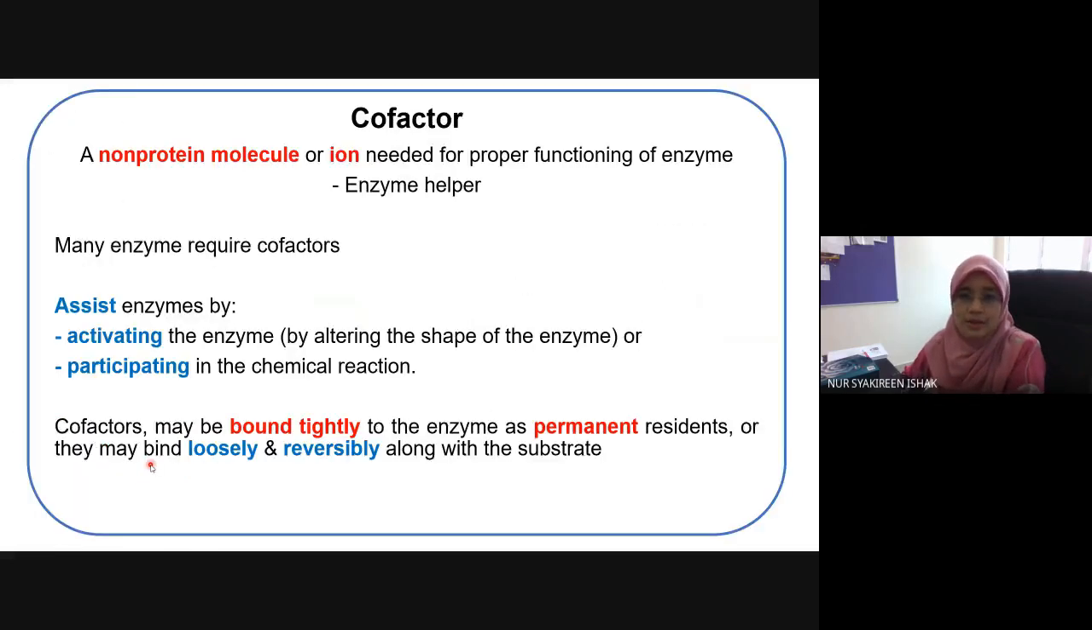All right. So what is a cofactor? It is a non-protein molecule or ion which is needed for the proper functioning of an enzyme. So they are also known as enzyme helpers. They assist the enzyme activity, so many enzymes require cofactors. How does the cofactor assist the enzyme? One is by activating the enzyme by altering the shape of the enzyme, or it can also participate in the chemical reactions. For example, you can have ions that can be the cofactors found in the active site of the enzyme.